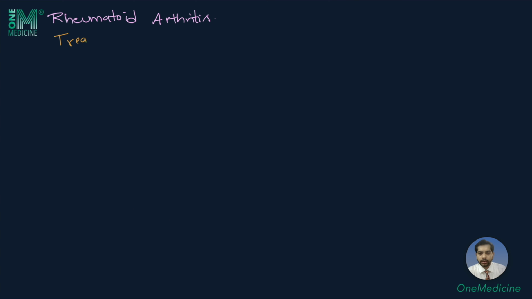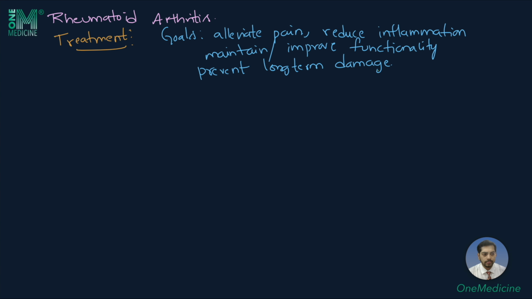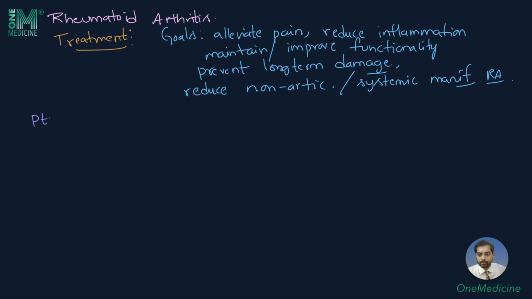Now let's touch upon the treatment for rheumatoid arthritis. The goals of therapy in these patients is to alleviate pain, reduce inflammation, maintain or improve functionality of the joints, prevent long-term damage to the joints, and reduce the non-articular manifestations, that is systemic manifestations of disease.